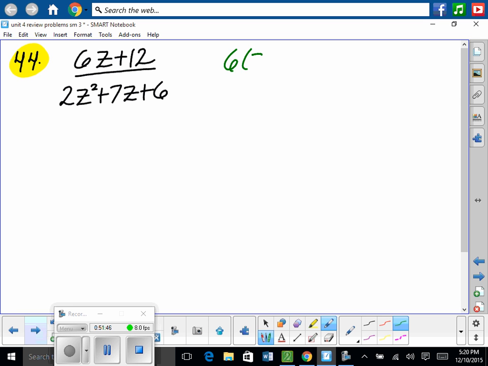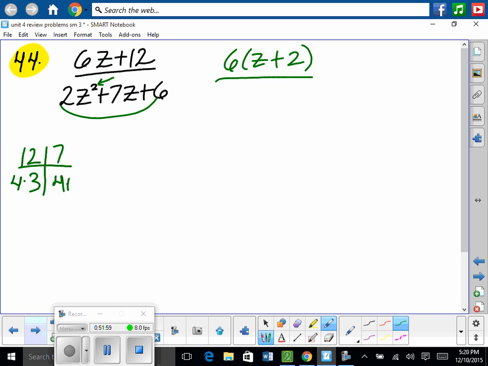Factor the top, left is z plus 2. Factor the bottom, and since it's quadratic, I'm doing what multiplies to be 12, adds up to be 7: 4 times 3, 4 plus 3. I've got a long factor, so 2z squared plus 4z plus 3z. So I'm dropping and breaking. So then I have plus 6.